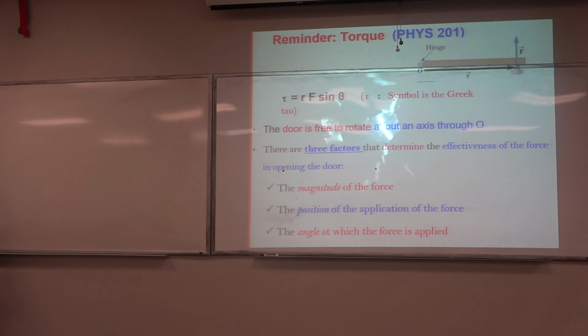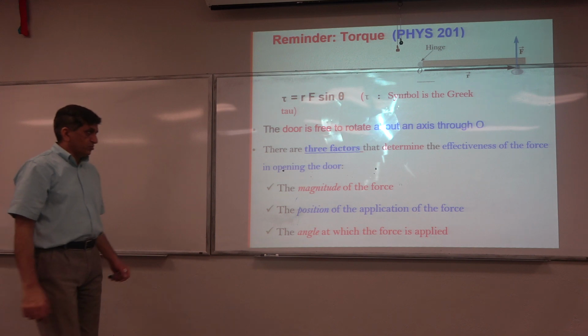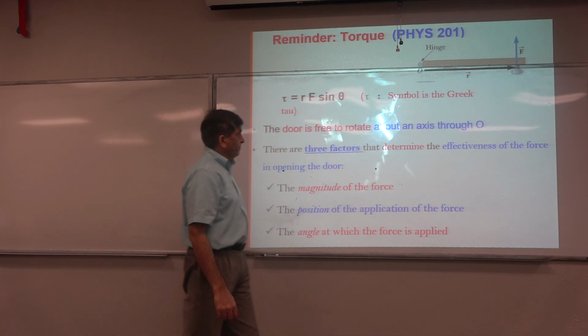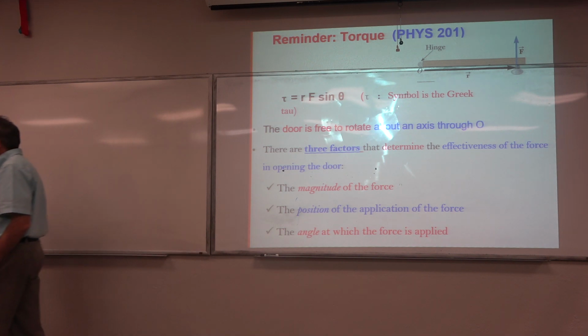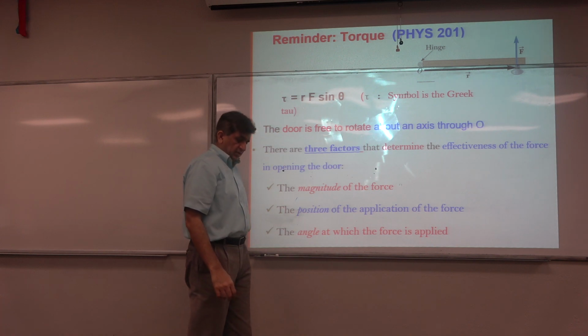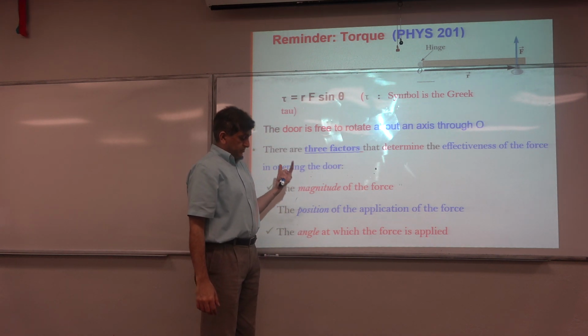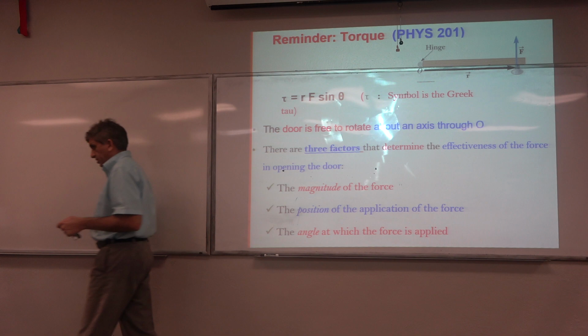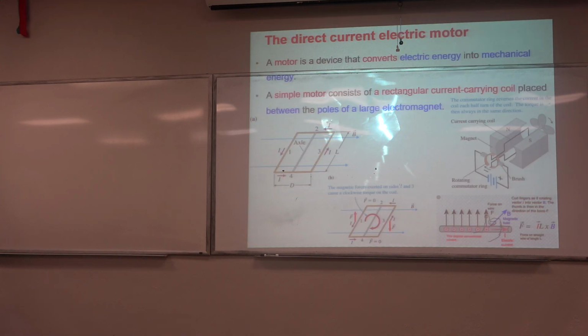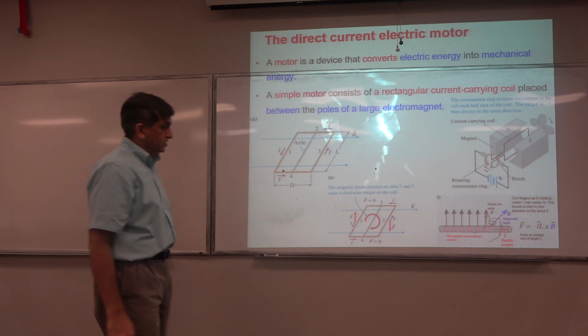Now the angle is the angle between the displacement vector from the point of rotation to the point of application of the force, and the force is applied at the point of application. If the force is perpendicular to the displacement vector, then you get the maximum torque. If it is not perpendicular, it's some angle, then the torque depends on that. So this has important implications in electricity and magnetism.